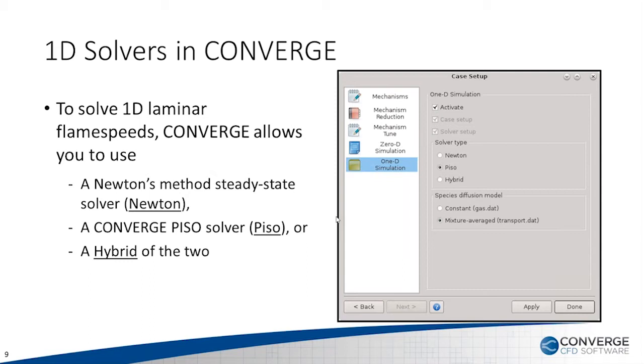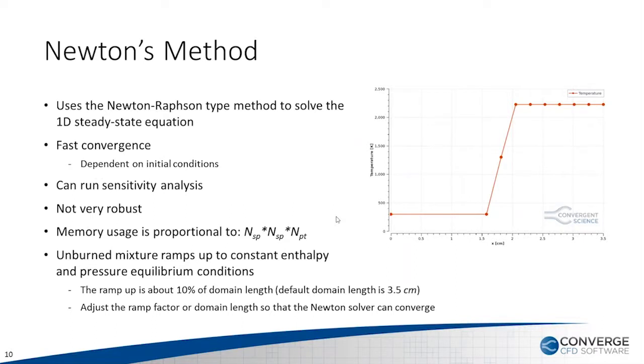And for species diffusion models, there are also 2 options to choose. If you have transport data and you want to solve mixture average diffusivities, you can use this. Or if you just want to use the gas style data, which assumes constant diffusivities for all the species, you can also just plug in gas data to solve laminar flame speed.